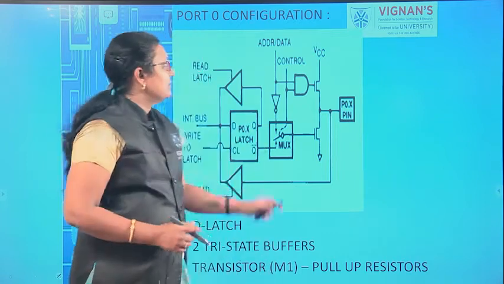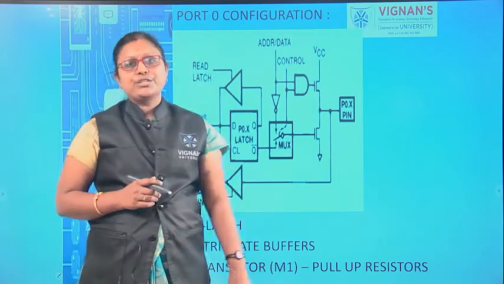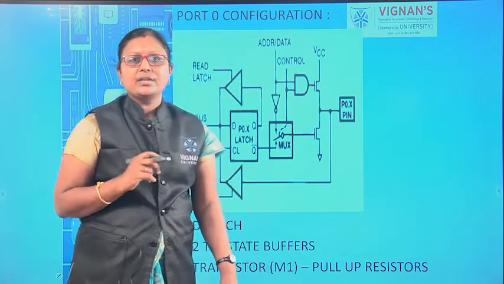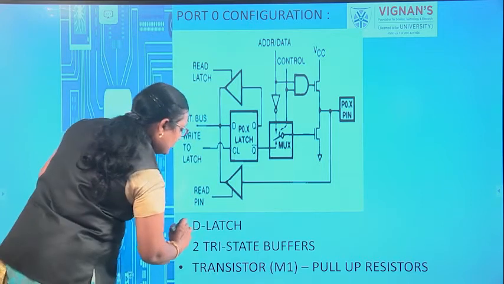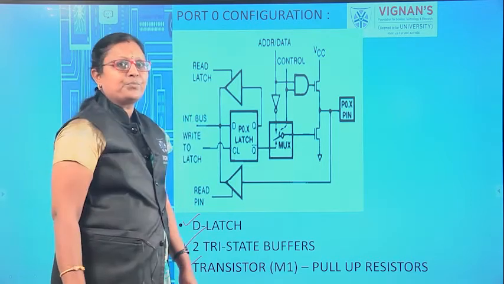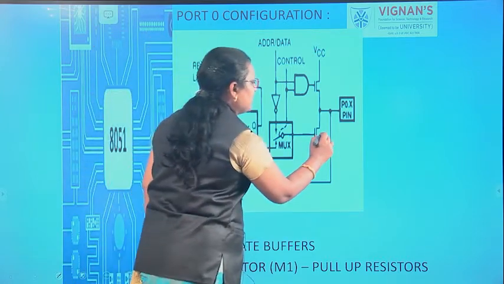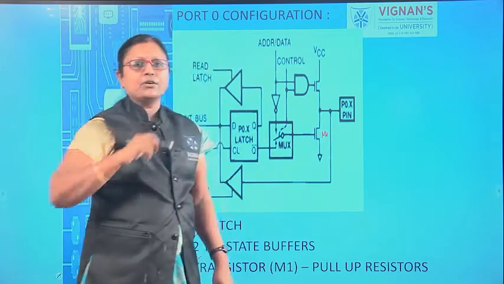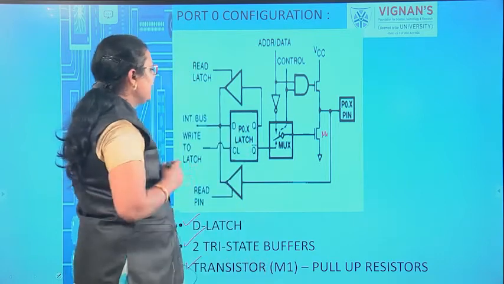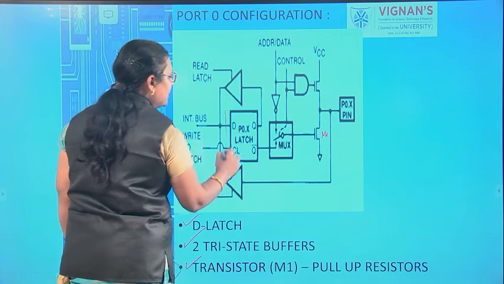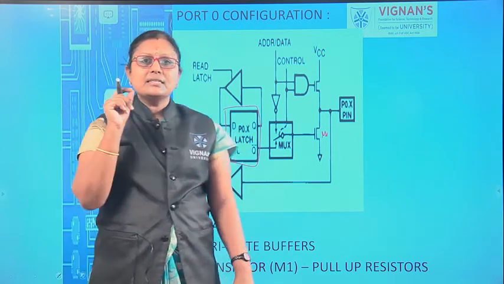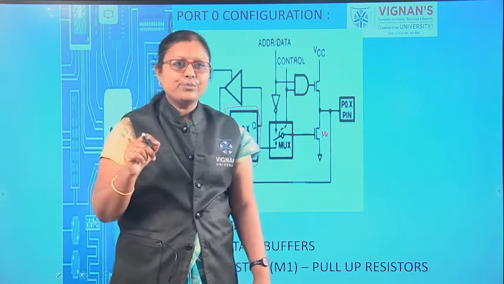We will first consider the port 0 configuration. Whatever the configuration may be, we have to consider 3 main things: one is the D latch, two is the tri-state buffer, and another one is the transistor, which is nothing but this here. So these 3 are the main components used for all the configurations. Here we are using the D latch. This latch is used for each and every port.